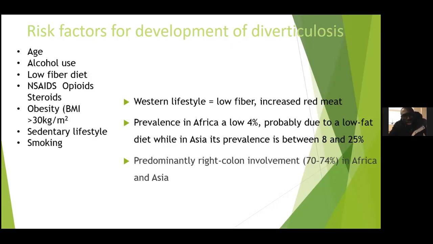So earlier studies have shown that in Africa, our prevalence was as low as 4%. That was because I think our diet was more of the African type, but some studies are now showing that it is higher than 4%, because we're now being tilted towards the Western pattern of diet. And also, in terms of colonic involvement, the right colon seems to be more involved in Africans and Asian countries compared to Western countries.